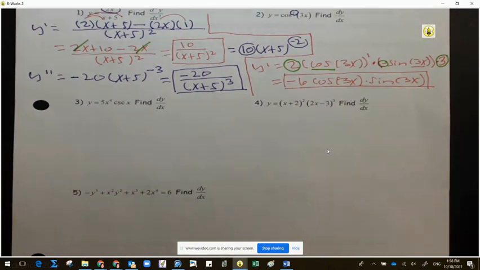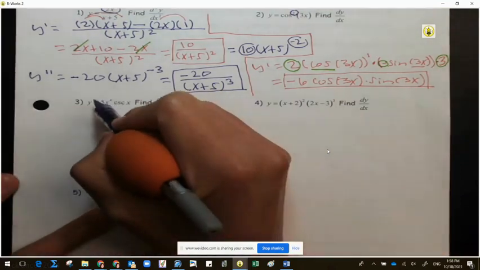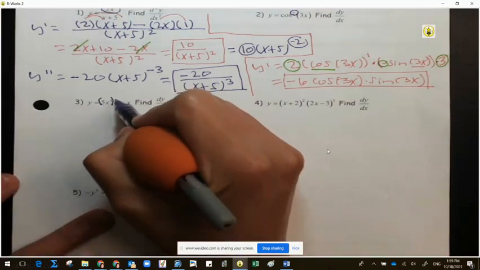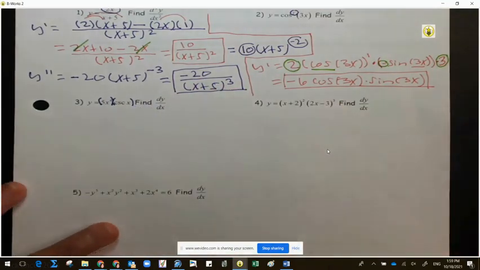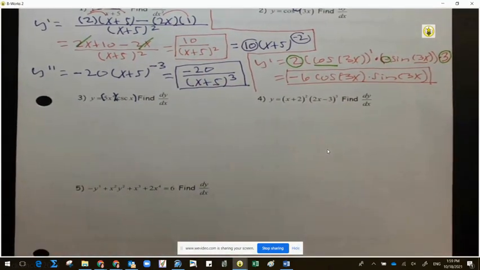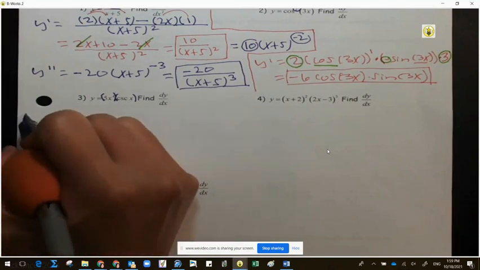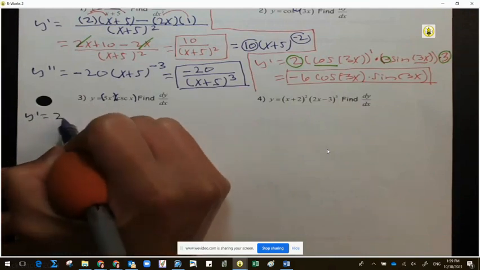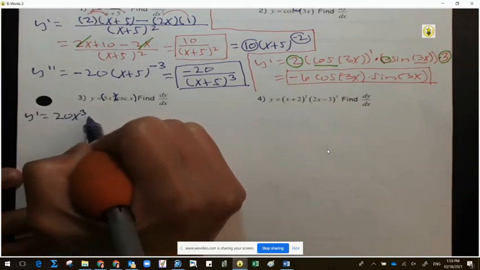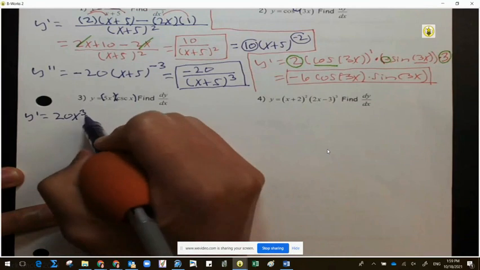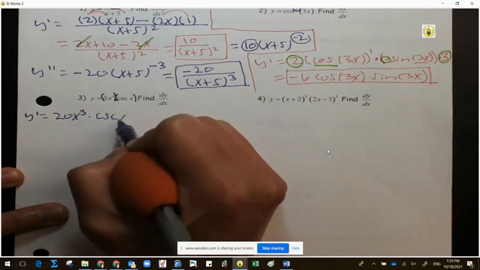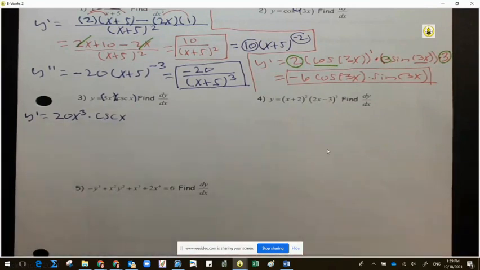All right, for number 3, we have a product rule. Let's go ahead and put this in parentheses, because I like parentheses. For the product rule, we derive the first one. What is the derivative of the first component? 20x to the third. And then do I mess with the second one? I'm just going to leave that alone, as I have. If you want to use parentheses, go for it.